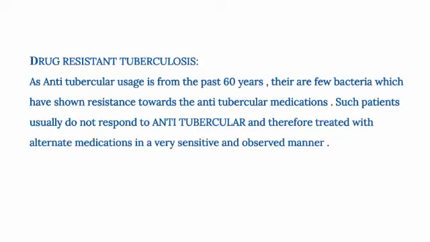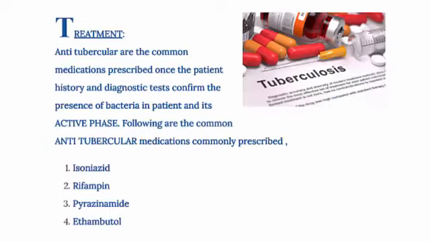Drug-resistant tuberculosis: as anti-tubercular drugs have been in use for the past 60 years, there are a few bacteria which have shown resistance towards the anti-tubercular medications. Such patients usually do not respond to anti-tubercular drugs and are therefore treated with alternate medications in a very sensitive and observed manner. Treatment: anti-tubercular drugs are the common medications prescribed once the patient history and diagnostic tests confirm the presence of bacteria in the patient in its active phase.